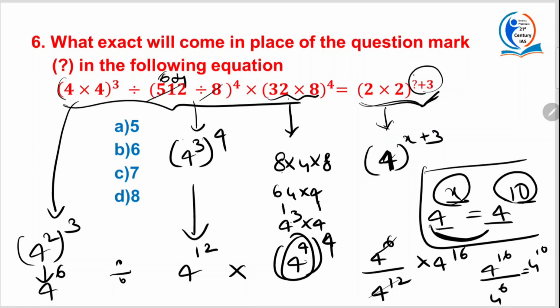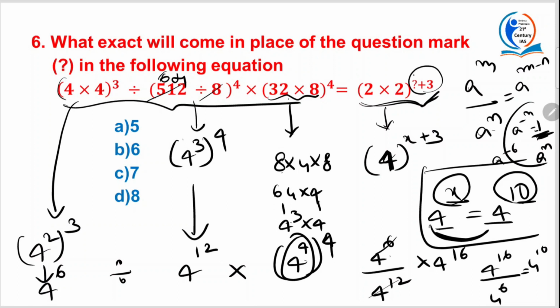If you didn't understand what I did here, see, a power m by a power n is equal to a power m minus n. Alright, so here 6 minus 12 is how much? It is minus 6. So a power minus n is equal to 1 by a power n.